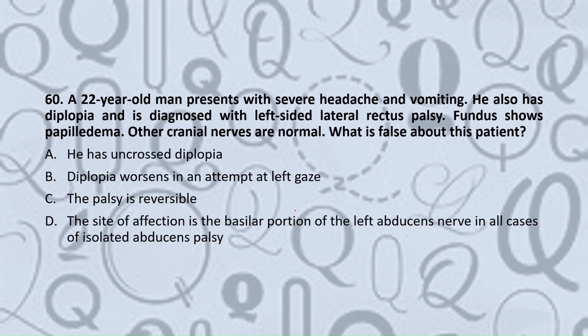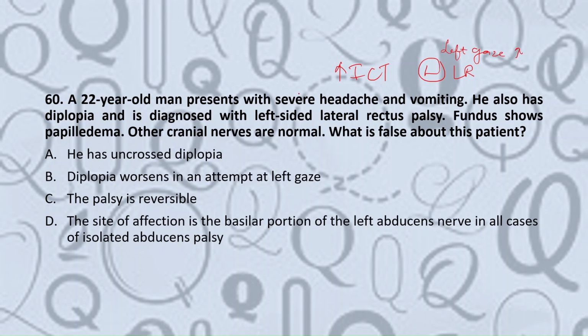So let's take a question now. A 22-year-old man presents with severe headache and vomiting. Okay, so these are the features of raised ICT. He also has diplopia and is diagnosed as left-sided lateral rectus palsy. So left LR palsy means the left eye is rotated inwards. There is left esotropia, and this worsens on left-sided gaze. Okay, so fundus shows papilledema.